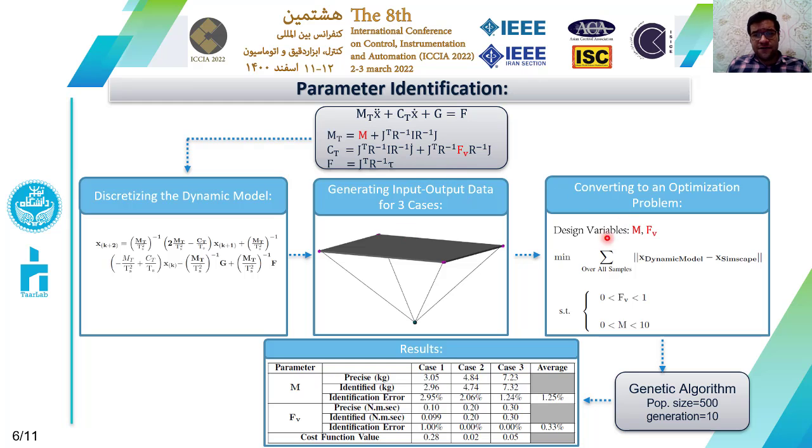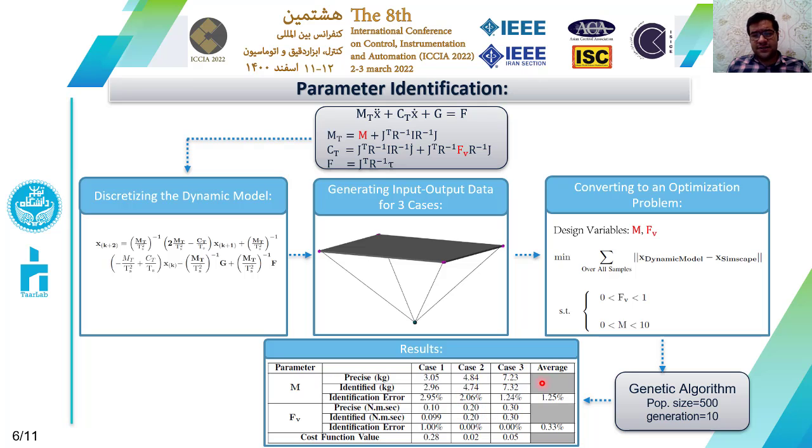And after that, we converted the identification problem into an optimization problem. We considered M and Fv as our design variables, and we wanted to minimize the difference between the response of the dynamic model and the output data that we obtained from the Simscape model. And of course, we consider some constraints on the Fv and M parameters, because they should have some logical values. And then we utilized the genetic algorithm with a population size of 500, and in 10 generations we achieved these results.